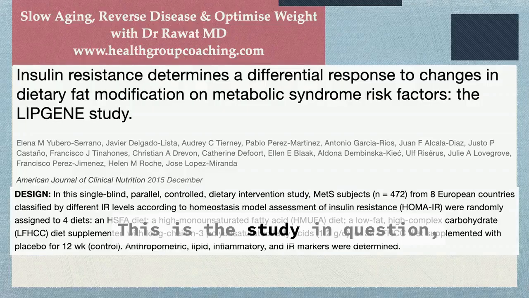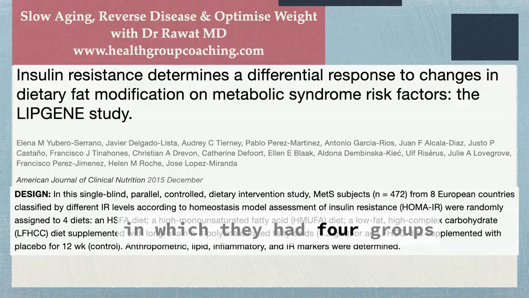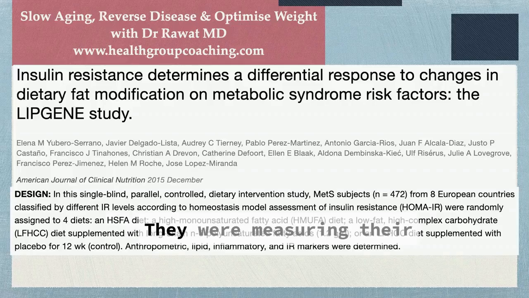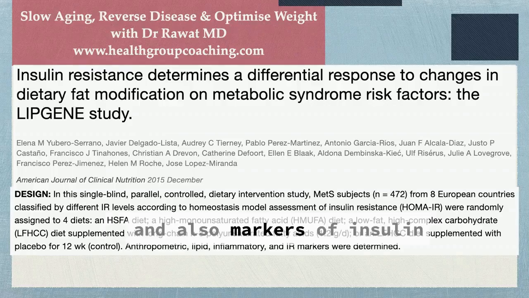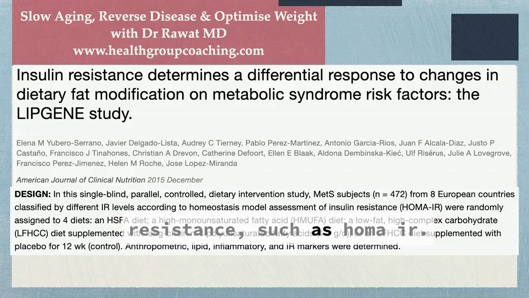This is the study in question, the LIPE gene study, in which they had 4 groups and they divided them into 4 different types of diets and followed them for 12 weeks. They were measuring their cholesterol, inflammatory markers, and also markers of insulin resistance such as HOMA-IR.